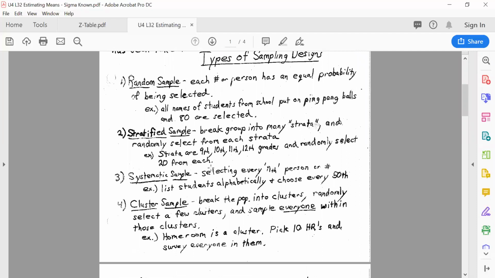One of the most simple ways is a simple random sample. Number one, a simple random sample. Each number or person has an equal probability of being selected. So let's just say that all of the students from our school, and by the way, there are roughly 2,000 students in our school, receive a number, 1 through 2,000. Put them on 2,000 ping pong balls. That's going to take up a lot of space. Put them in a huge wheel, and then pull out 50 ping pong balls, or 80, it says right there. Every single person in the school has an equal chance of being selected.